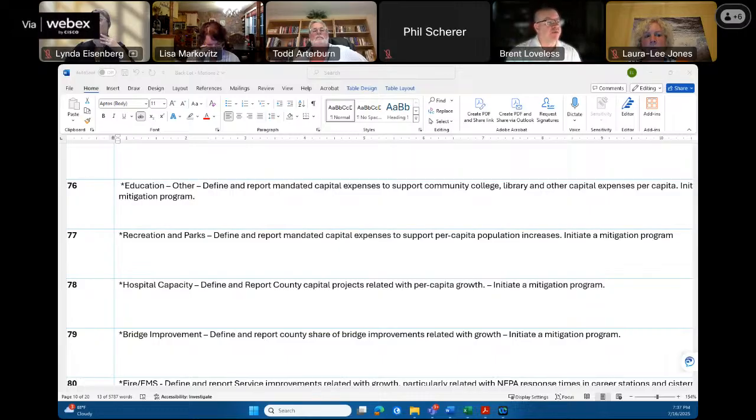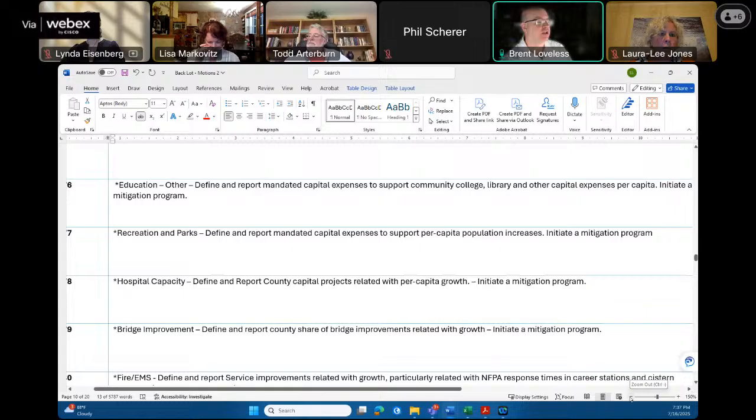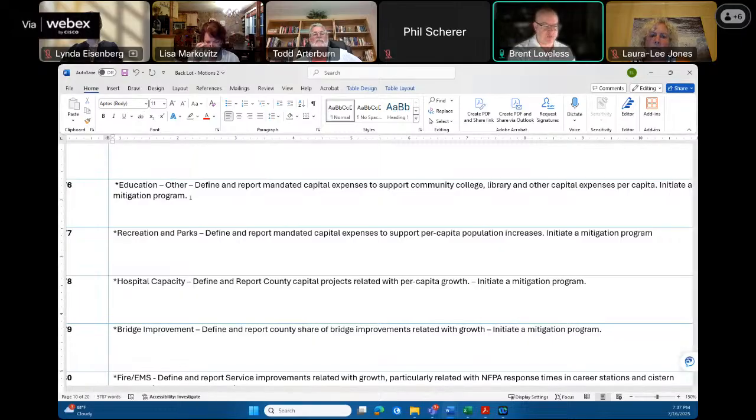Motion: define and report mandated capital expenses to support community college, library, and other capital expenses per capita. I know that's awkward. Initiate a mitigation program. So this is basically a listing for the general public of what capital infrastructure projects require adequate public facilities, and start a mitigation program that covers these particular categories. It is very wide open, obviously open to the council defining it if they want to proceed.